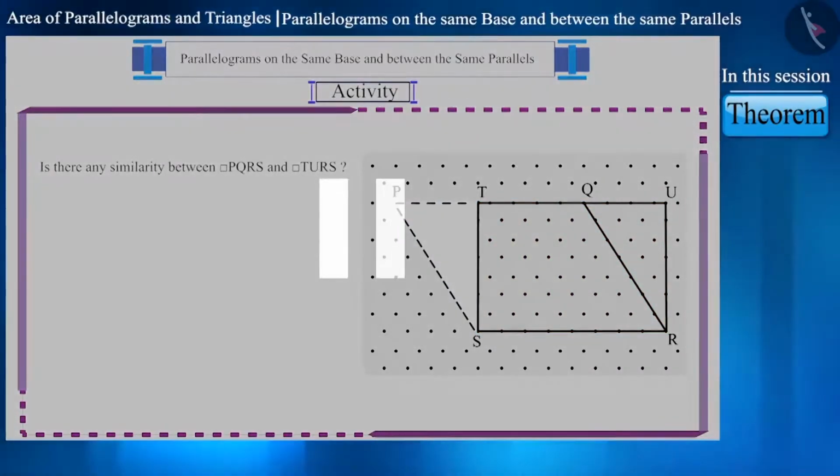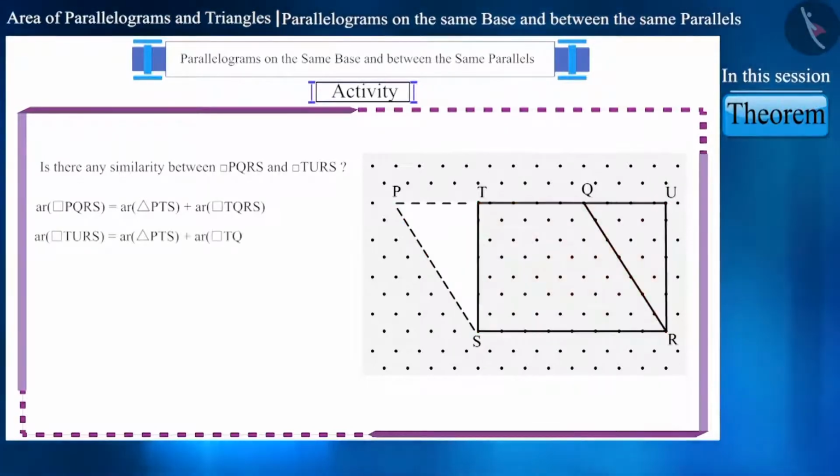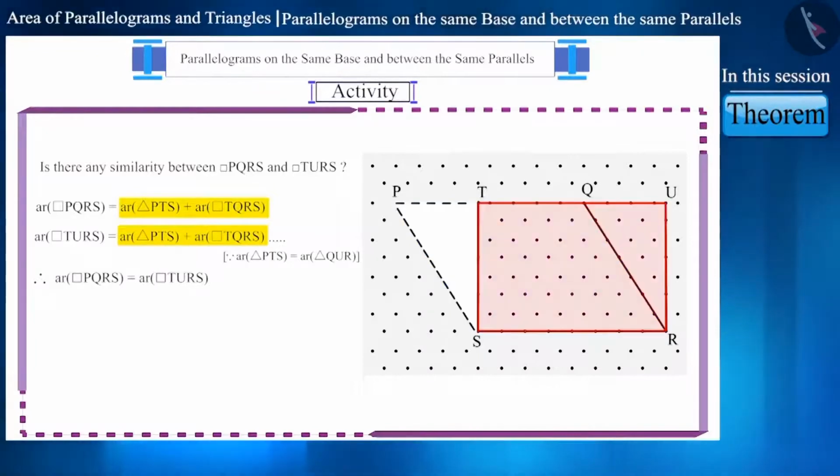Pause the video and think about it. Friends, here we have only cut the triangle PTS from one side and added it to the other side without making any other changes. We can see that both the parallelograms are made up of triangle PTS and quadrilateral TQRS combined together. Therefore, the area of these two parallelograms is equal.